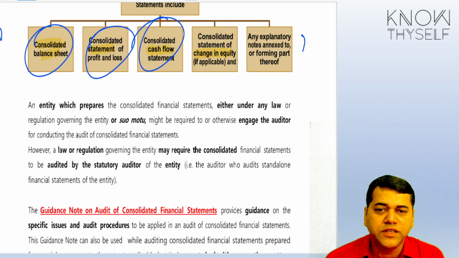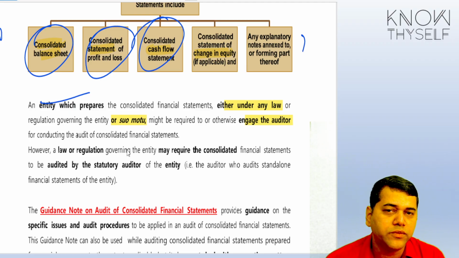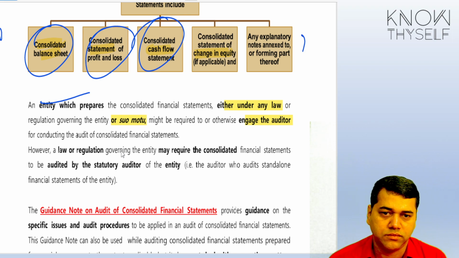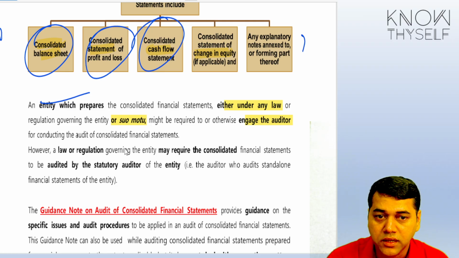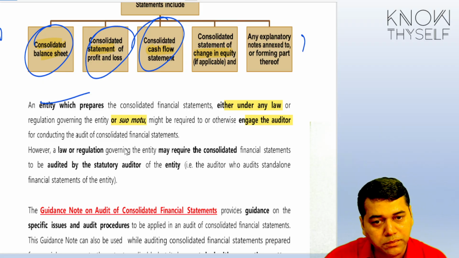So an entity which prepares the CFS, either under any law, must suo motu engage the auditor for conducting the audit. That means when you are preparing CFS, CFS also needs to get audited. That's why it becomes a separate assignment. The auditor will be paid extra money. Specialists will be required because CFS is not a simple job.